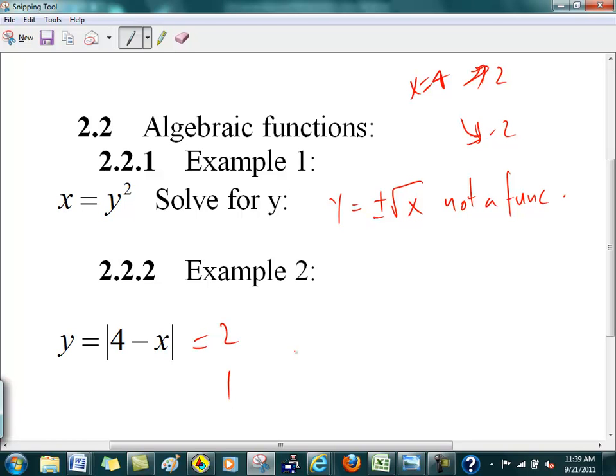Everybody with me on that? Because for every input value, there's only one output value. You guys with me on that? Is everybody okay on that? Usman, either. Okay, is everybody all right?